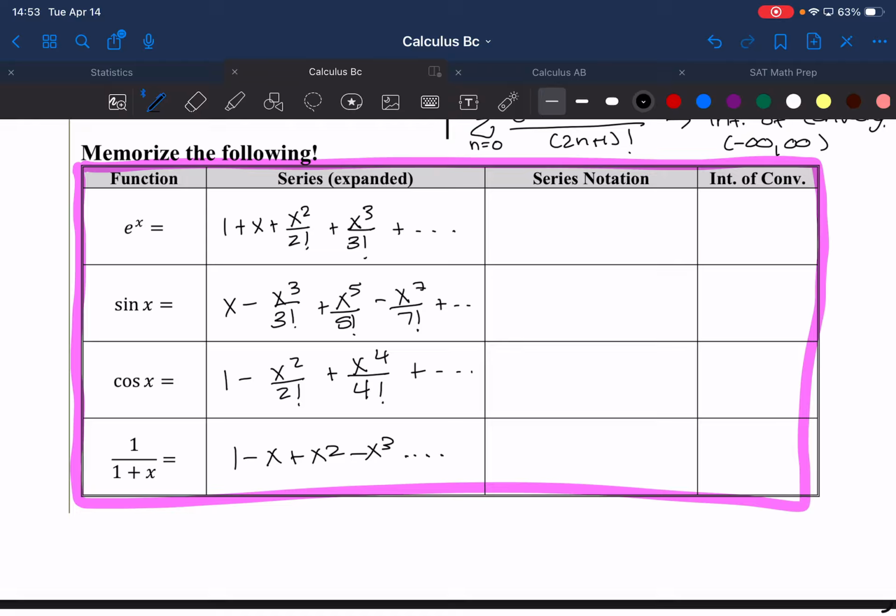And for the interval of convergence, the first 3 are just going to be all real numbers. Okay, from negative infinity to positive infinity. The only one that is not going to be all real numbers is that last one. And that interval of convergence is only going to be between -1 and +1.